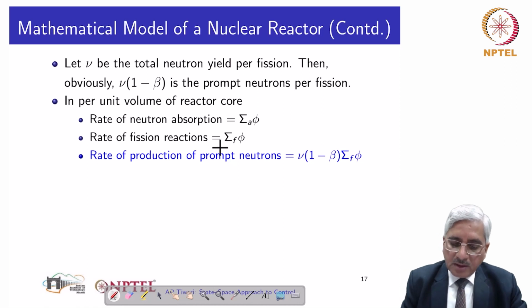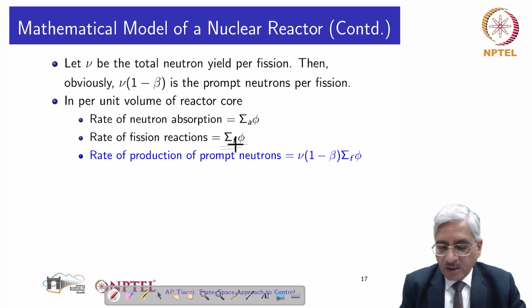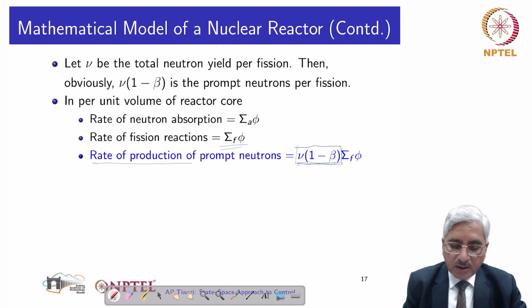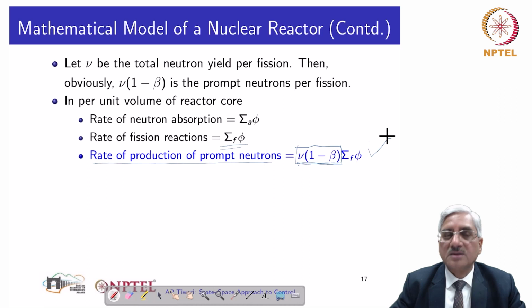Now if this is the number of fission interactions, and we saw that nu times (1 minus beta) is the number of prompt neutrons from one fission. So fission rate into the fraction of prompt neutrons released in each fission gives the rate of production of prompt neutrons. So it is this.